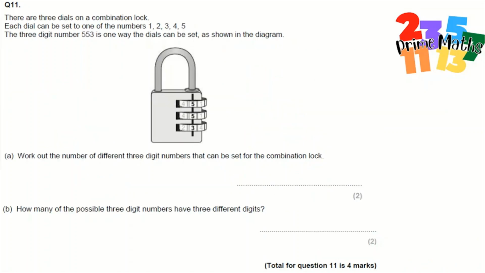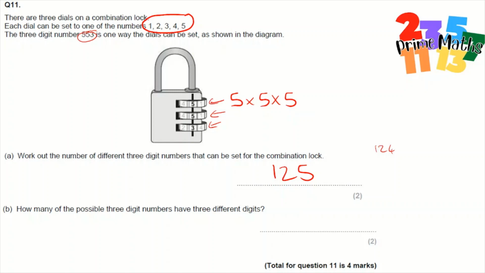The next question involves the product rule for counting. It has a combination lock which has 5 different numbers, 1 through to 5. It wants to work out how many different 3-digit numbers can be set for the combination lock. The first number, there are 5 different options, and for each of those there are 5 different options, and for each of those there are 5 different options, so it's 125 altogether. They would also accept 124 if you discounted the 553. Both of those answers were accepted.